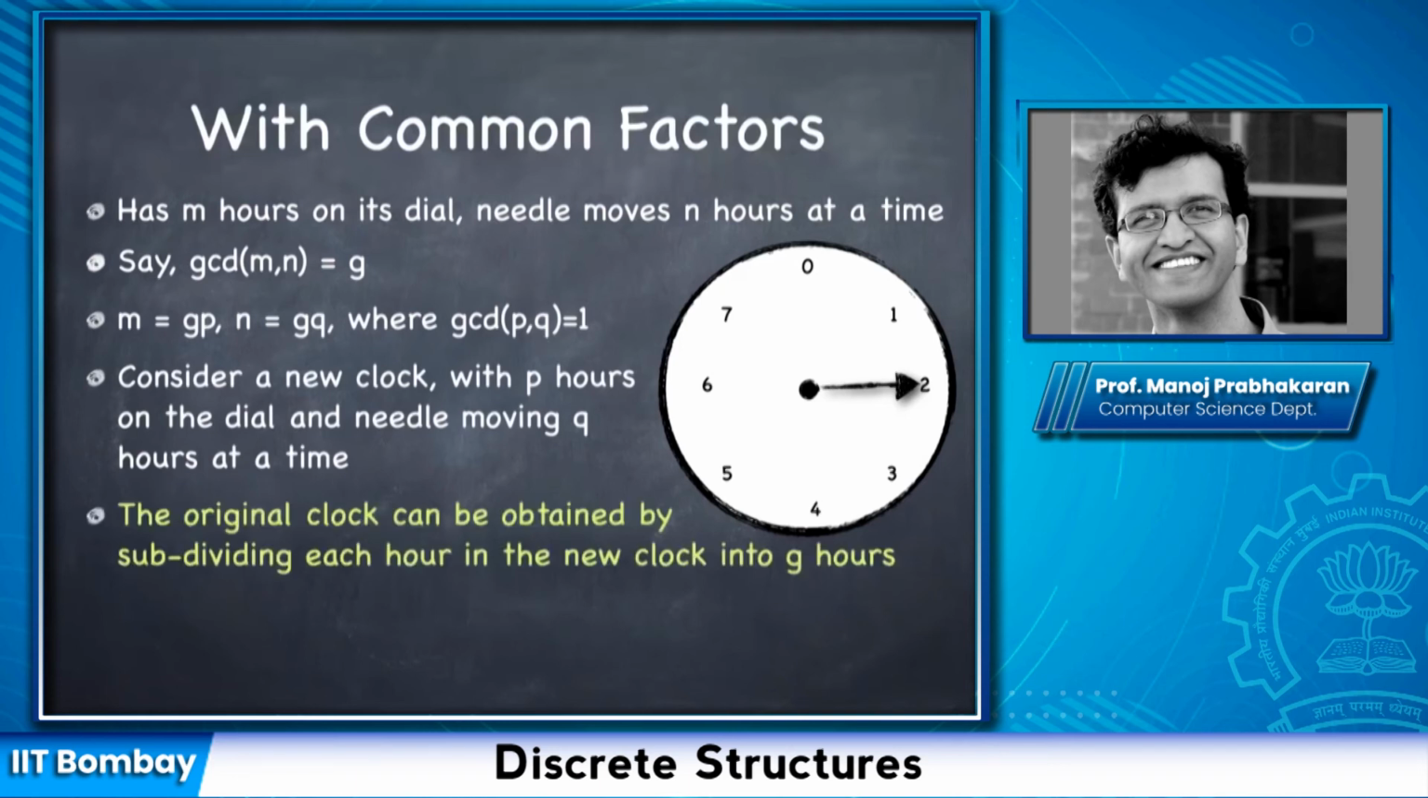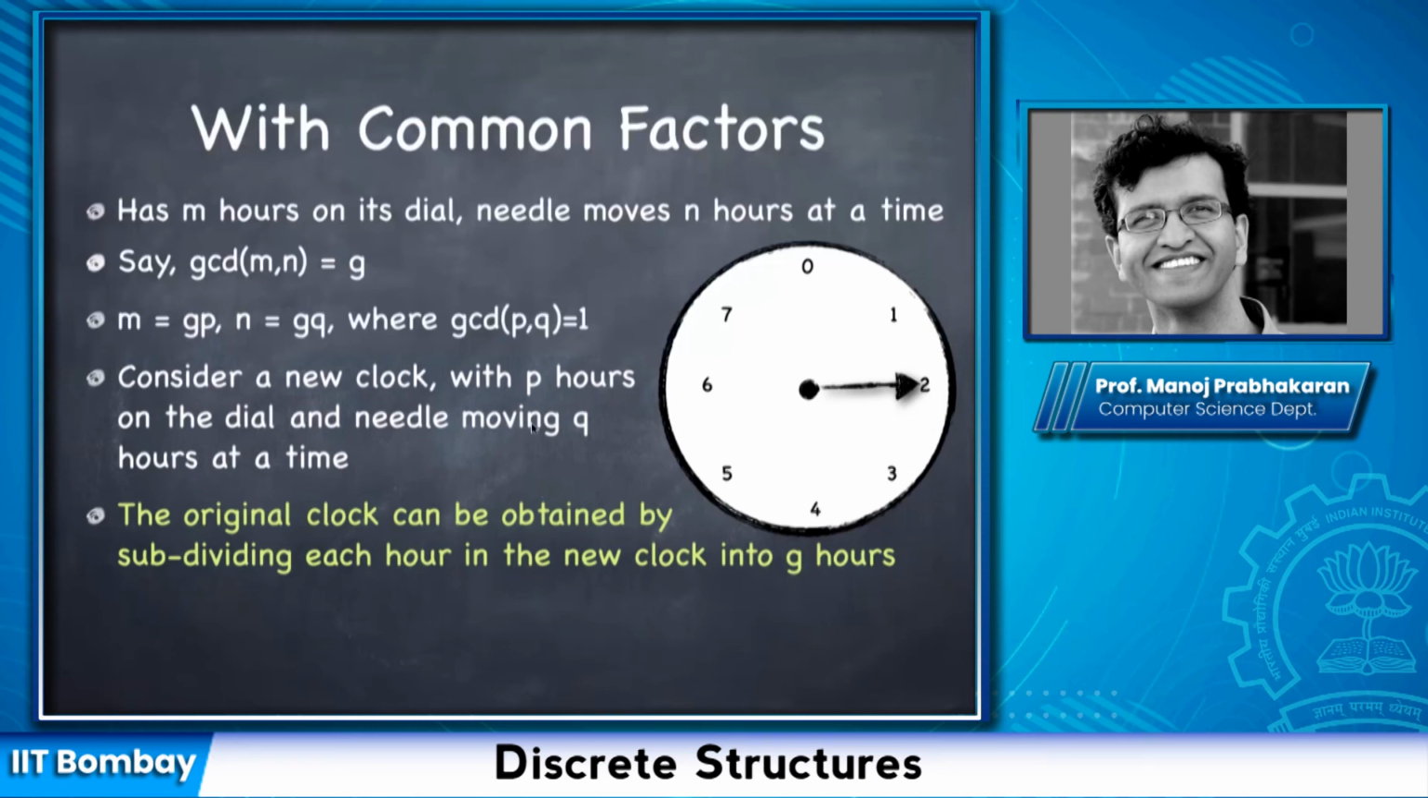However, what is its connection to the original clock? Well, if I took this new clock, the smaller clock, and subdivided every hour into g hours, that's like magnifying this clock by a factor of g. So in the new clock, what used to be hour 1 now looks like hour g in the magnified clock, and 2 becomes 2g and 3 becomes 3g and so forth. And further, in the new clock, the needle moves by q steps. In the magnified clock, it will move by qg steps, that is n steps.